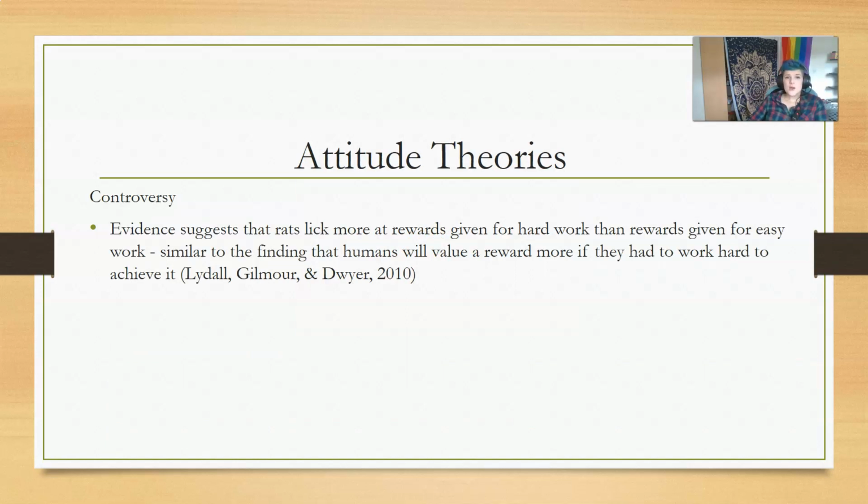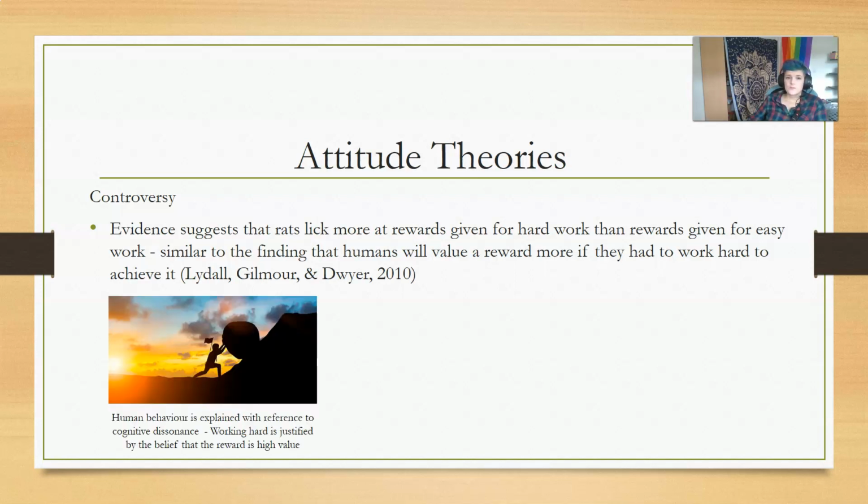However, this is quite controversial. Evidence suggests that rats lick more at rewards given for hard work than rewards given for easy work. This is similar to finding that humans will value a reward more if they had to work hard to achieve it. Now, with humans, behaviour is explained with reference to cognitive dissonance. So working hard is justified by the belief that the reward is of high value.